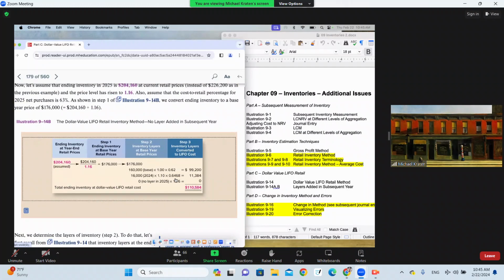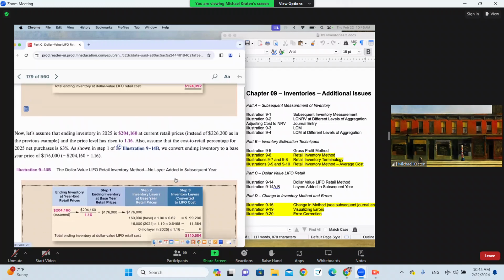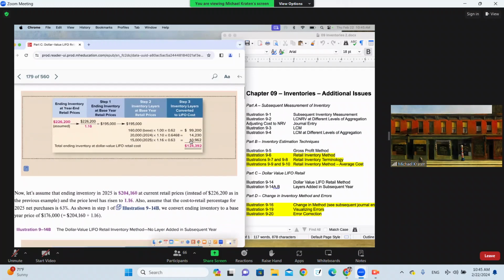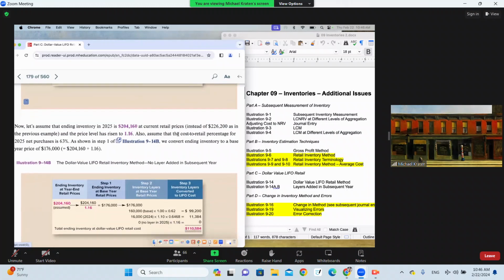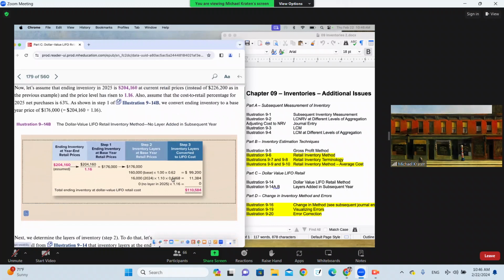And then you don't add any layers next year, but you do sell out all of the newest material. Well, if you have three different percentages for three different layers of inventory, and you sell one layer out, then you're back to having two layers of inventory with these two different cost to retail percentages, which you see here.